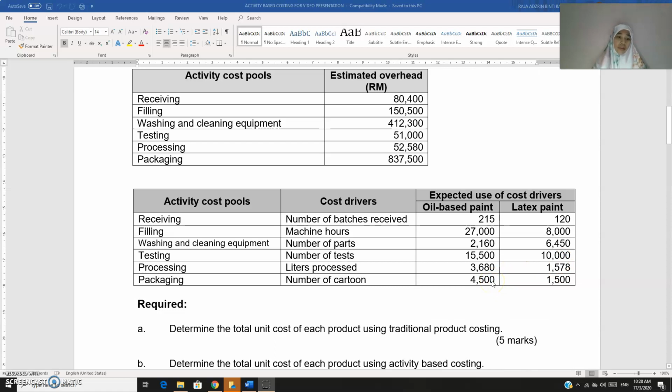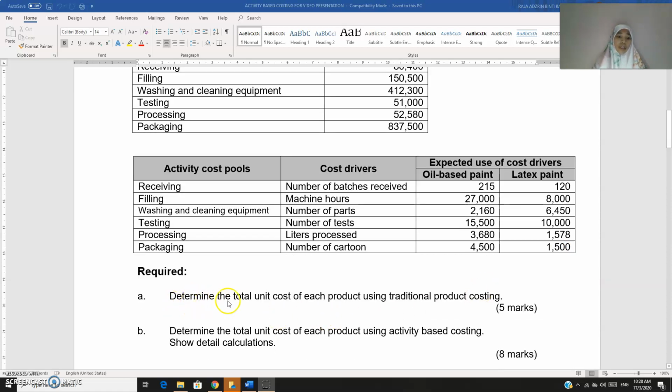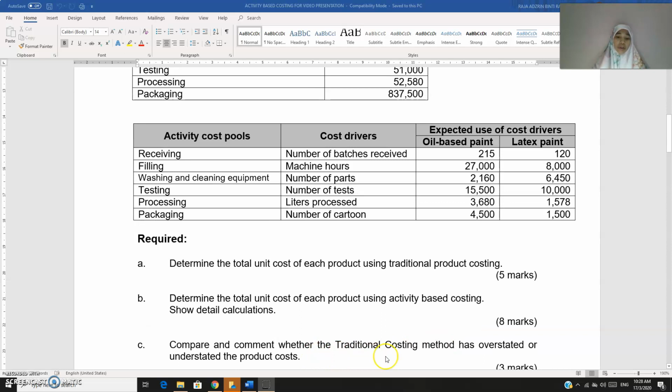What is it that you are required to do? You are required to determine the total unit cost for each of your products using the traditional product costing. Then you are required to again determine the total unit cost, but now using the ABC method. Then you need to compare and comment whether the traditional costing method has overstated or understated your products.